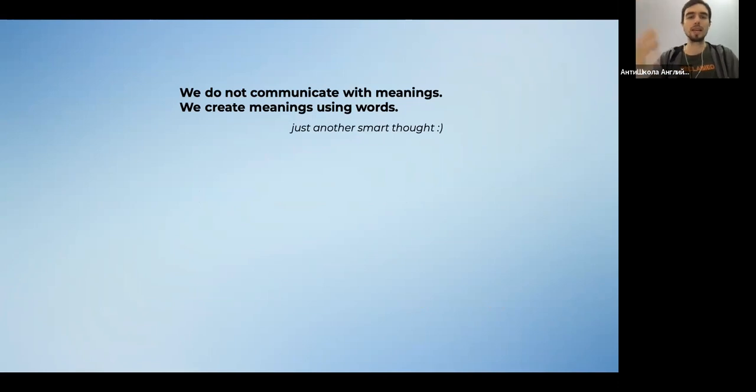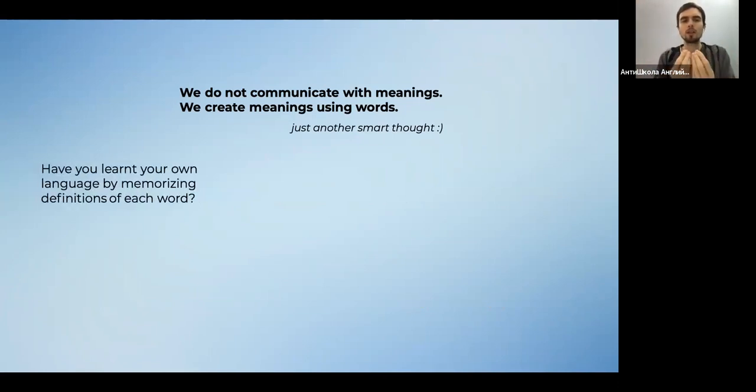We'd rather create meanings using words. So what do I mean by that? Have you ever learned your own language by memorizing definitions of each word? Remember yourself doing this. Have you ever really done this? Have you ever learned it, to speak like you speak today in Russian or Ukrainian? Not at all.